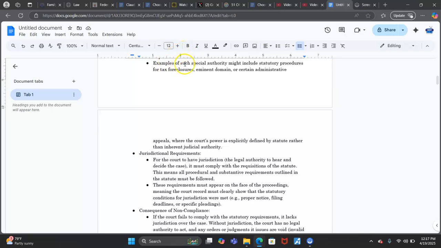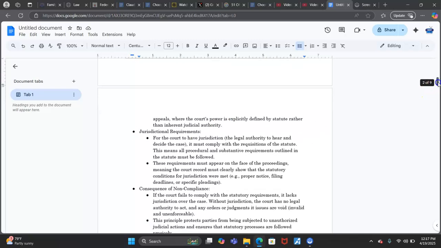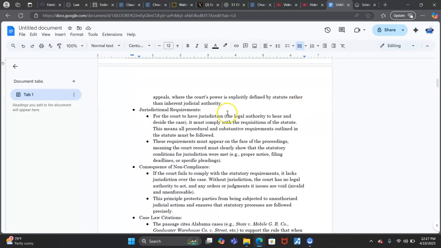Anyway, examples of such special authority might include statutory procedures for tax foreclosures, eminent domain, or certain administrative appeals where the court's power is explicitly defined by statute rather than inherent judicial authority, like courts of general jurisdiction. They have inherent judicial authority. Jurisdictional requirements: for the court to have jurisdiction, the legal authority to hear and decide the case, it must comply with the prerequisites, or in other words, with the requisitions of the statute.